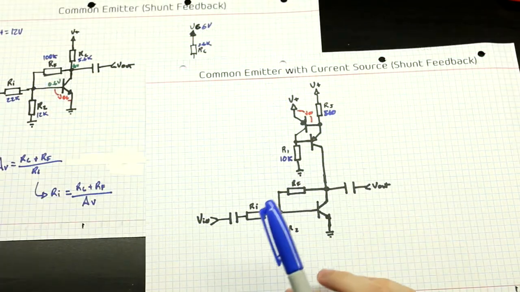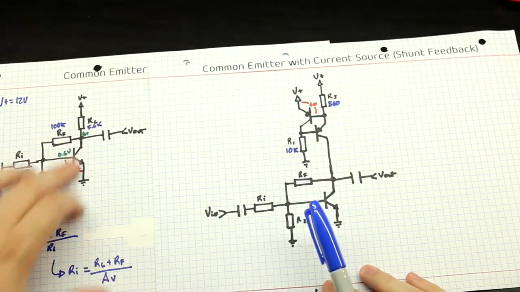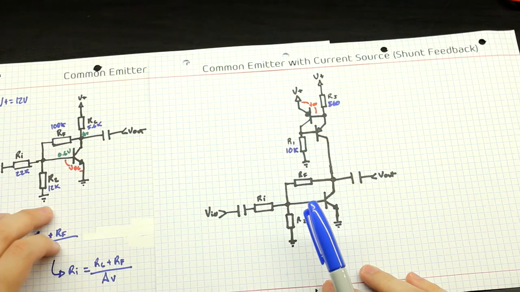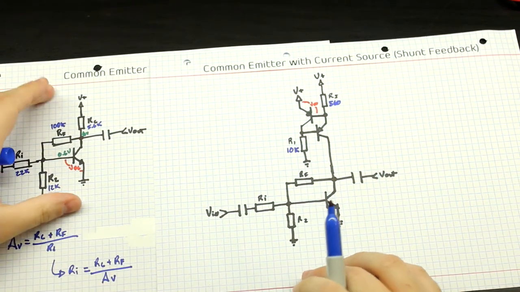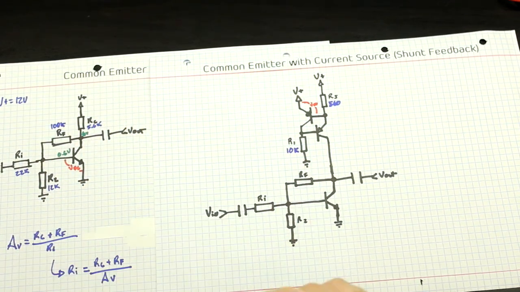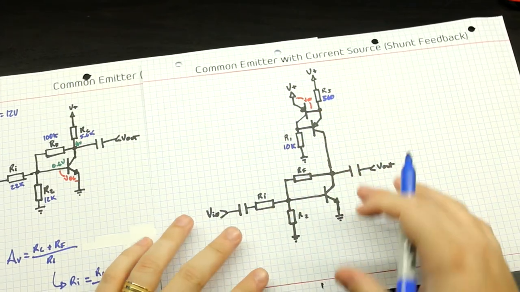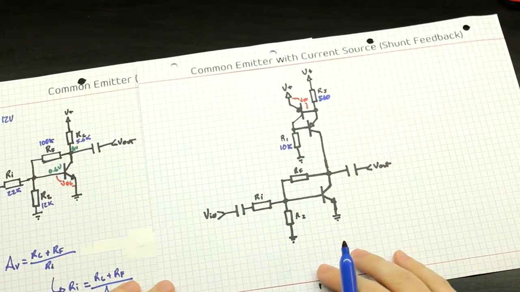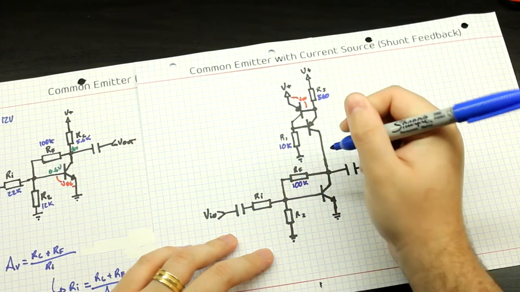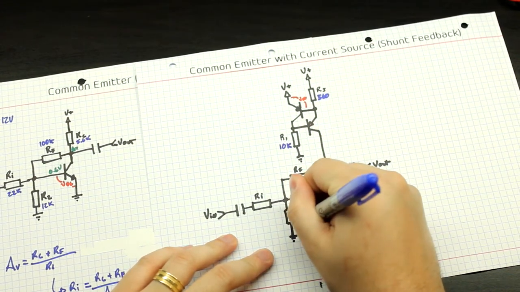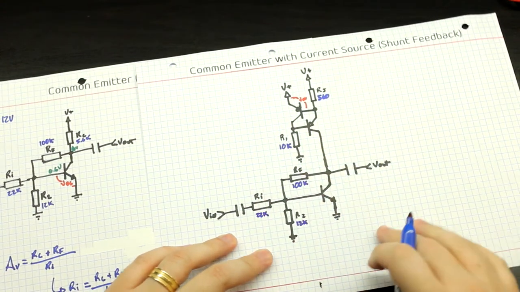Now, just so that we stay consistent with our previous example, let's just replicate the same values of resistors here to see when we do the experiments, how this circuit improves by using the current source. Okay, this way we will have a fair comparison. We're not changing the gain, we're not changing any of the values. So we'll have 100K here, a 12K resistor here, and a 22K resistor here.